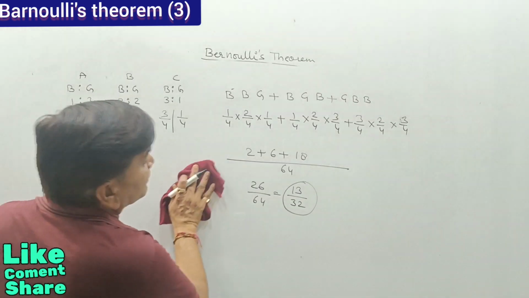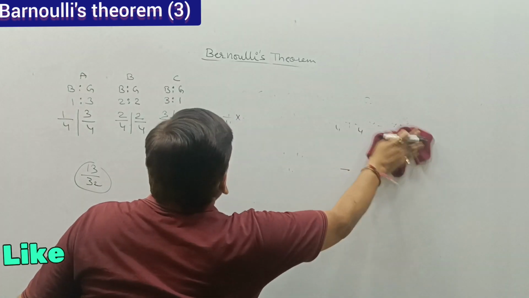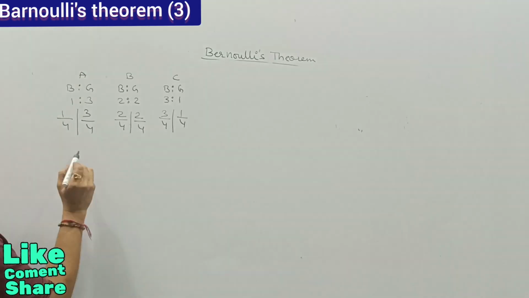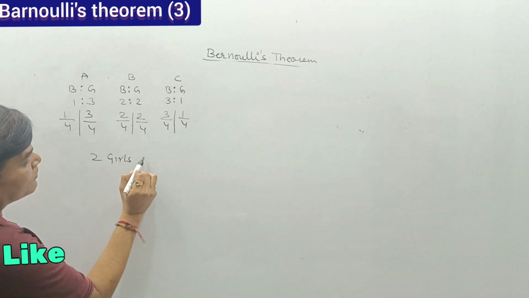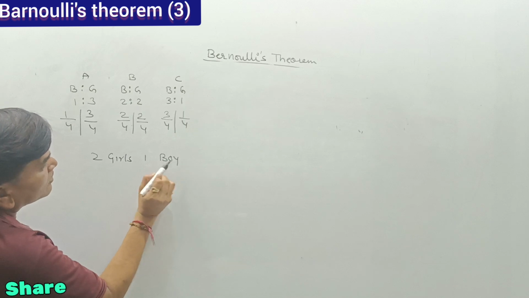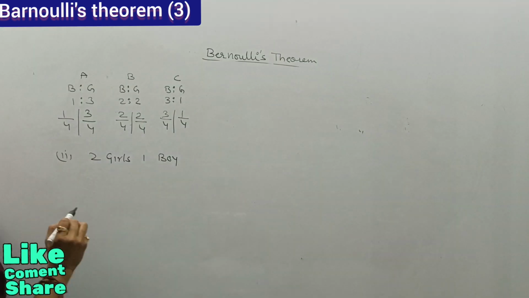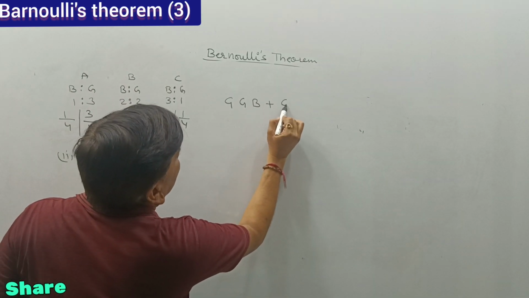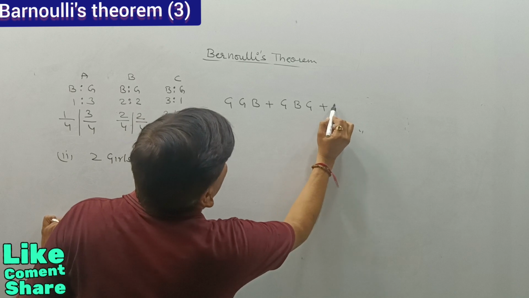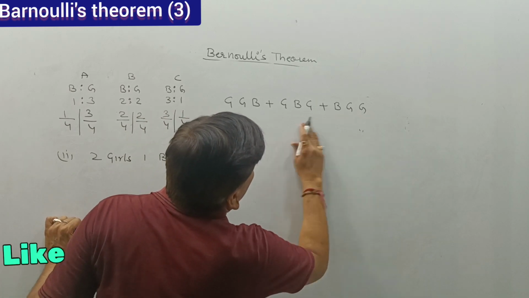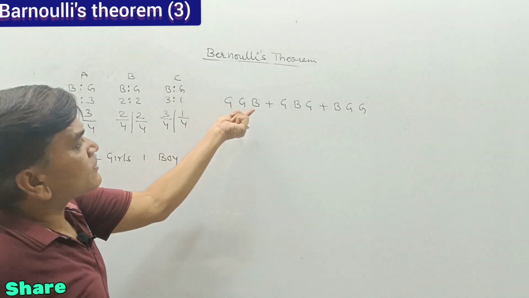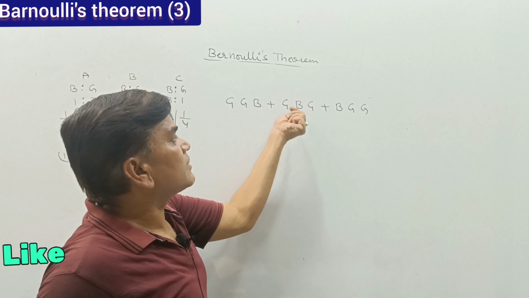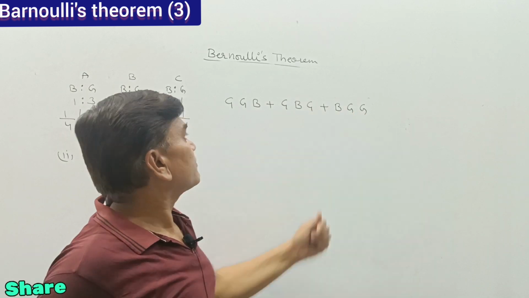Now, if they ask, the question changes. Second question: 2 girls, 1 boy. So it may be girl, girl, boy; girl, boy, girl; boy, girl, girl. Here 2 girls, 1 boy: first and second girls, third boy; first and third girls, second boy; and second and third girls, first boy.